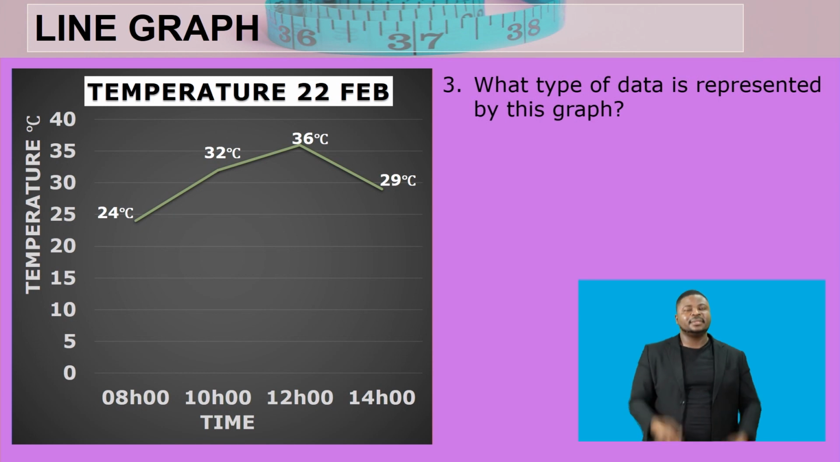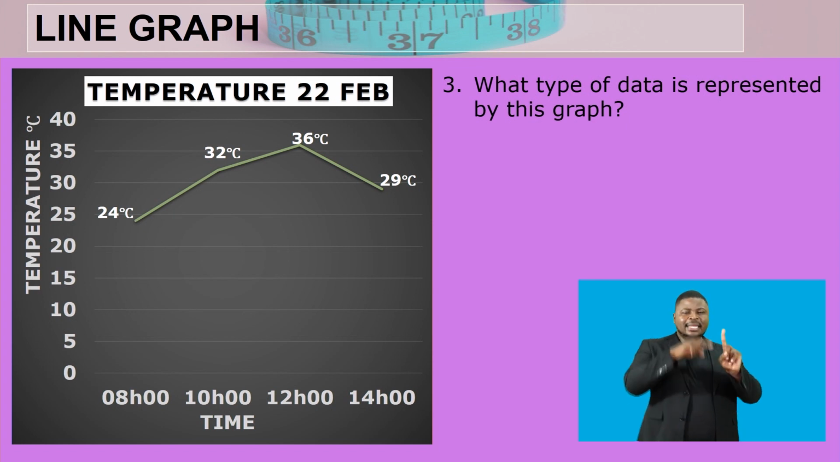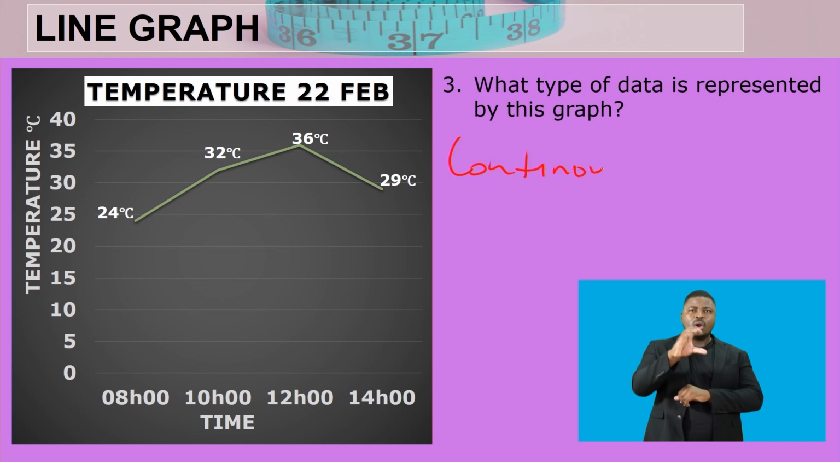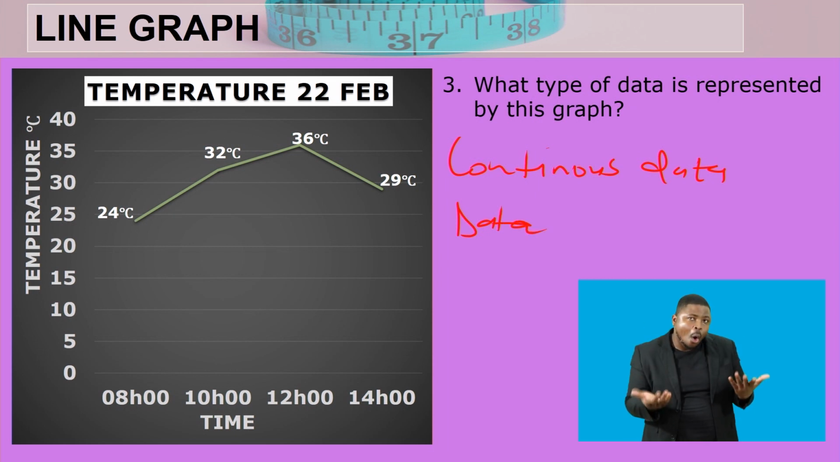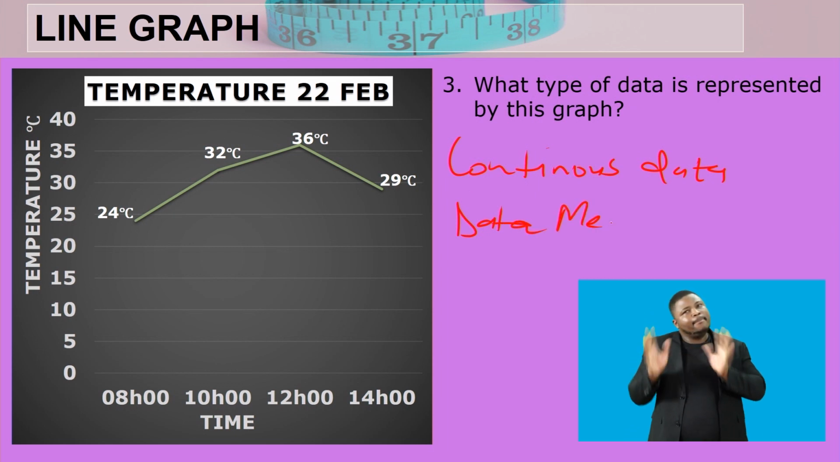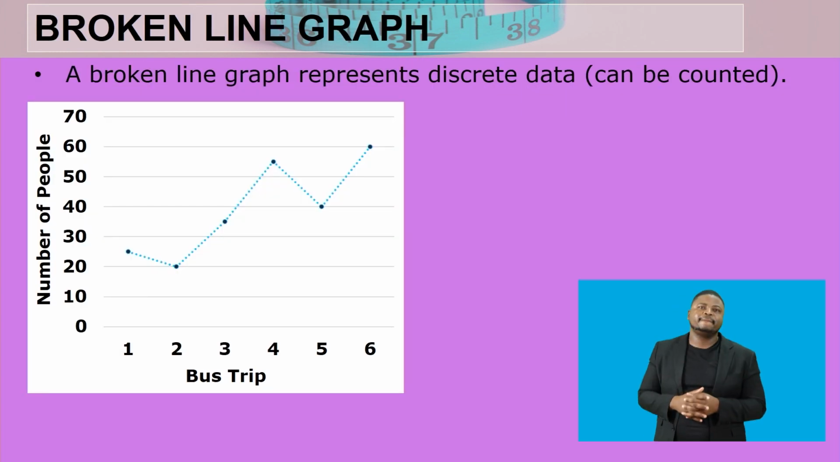Then question 3. What type of graph is represented? What type of data is represented by this graph? What type of data is represented by a line graph? It is the continuous data or the data that can be measured. You can say continuous data or data that can be measured. Let's say you forgot the word continuous. As long as you've written the data that can be measured, then you are still correct. Then we have a broken line graph which represents discrete data, which is data that can be counted.